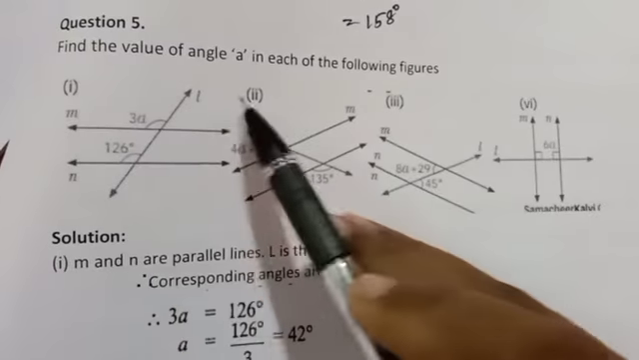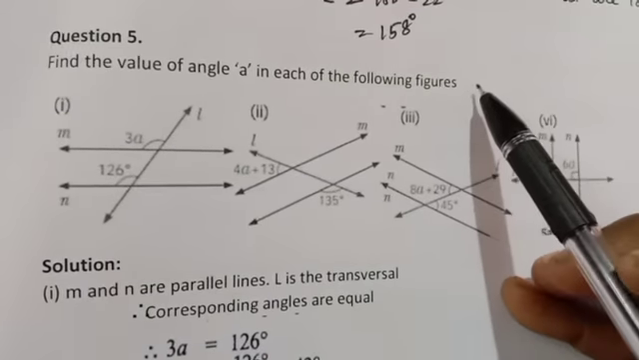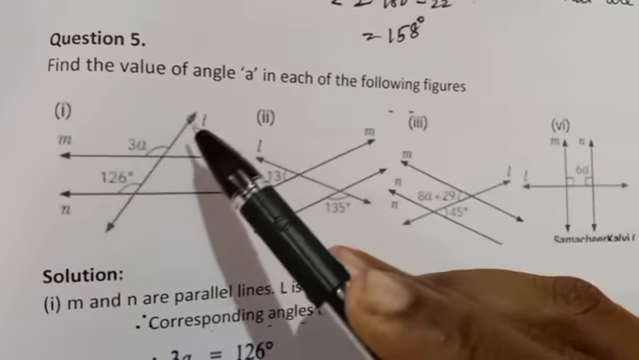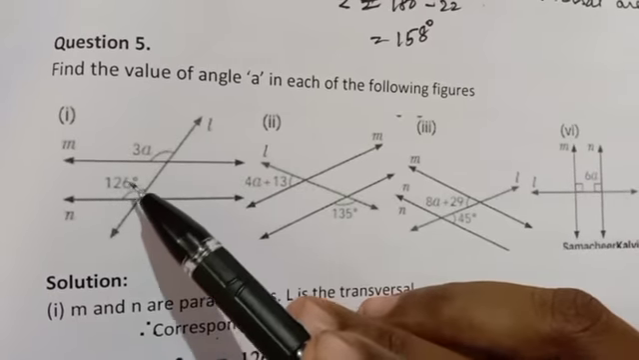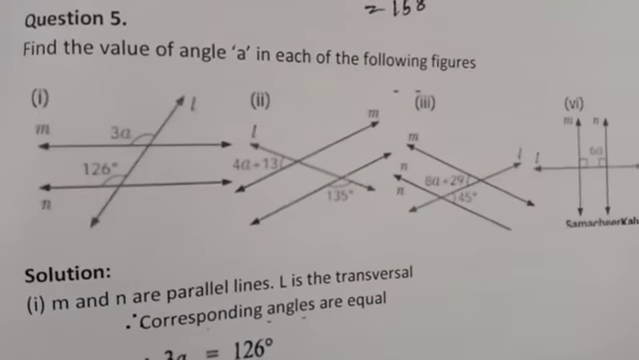Students, now fifth question. Find the value of A in each of the following figures. You have to observe this first picture. It is 3A. It is 126 degree. Yes, students?